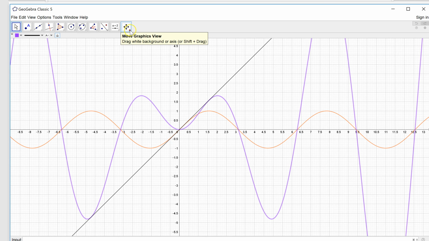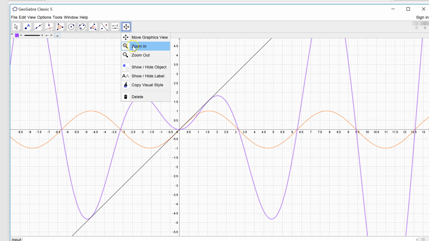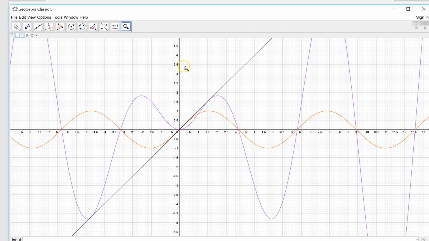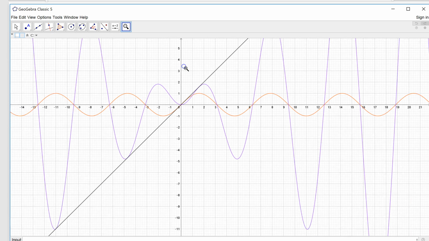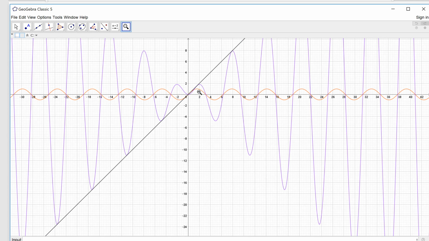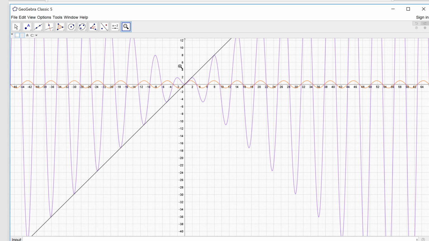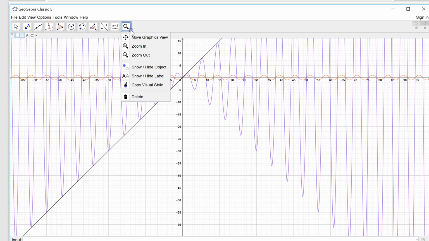Now I'll just zoom out, because this curve is really interesting when you zoom out. I'll go a little bit further even. Try and move this down.